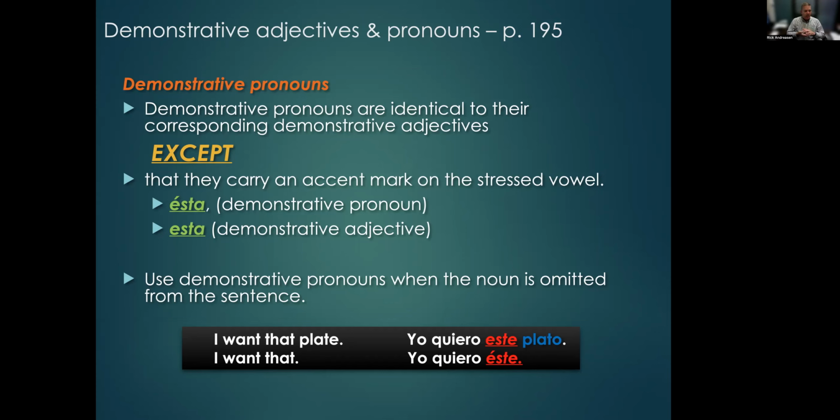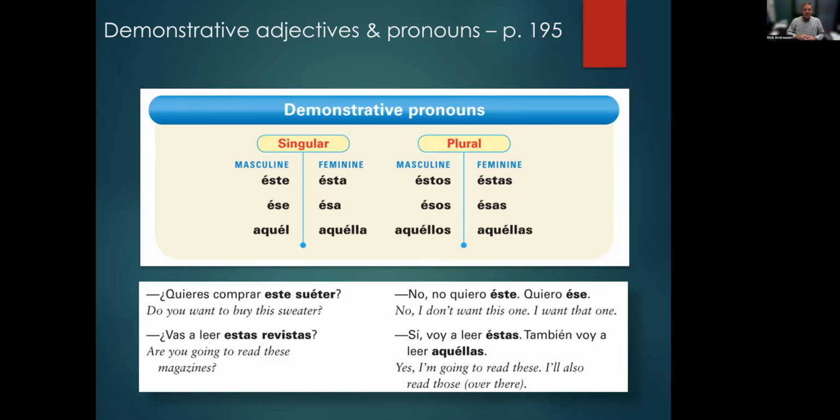It means this one in location close to me, but there's now a pronoun that's taking the place of the noun. It's actually pretty slick. So let's take a look at these. They're the exact same as the adjectives, except that they all carry accent marks. Este, esta, ese, esa, aquel, aquella, those are all singular. Estos, estas, esos, esas, aquellos, and aquellas are all plural. Notice that they all have accents on the first E, so that can be the rule that you can help to remember for yourself. Demonstrative pronouns have accents on the first E.